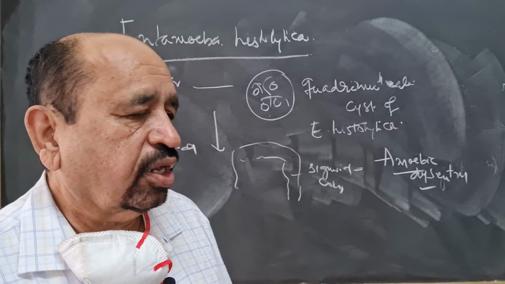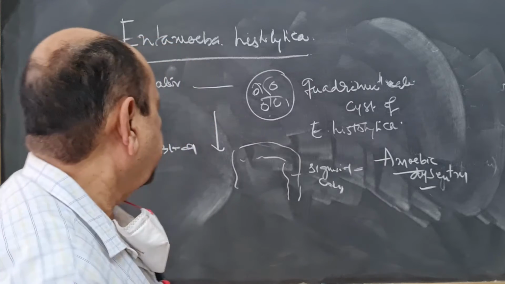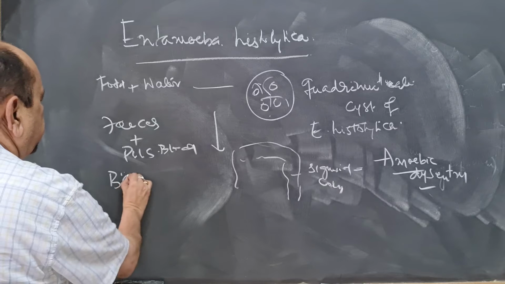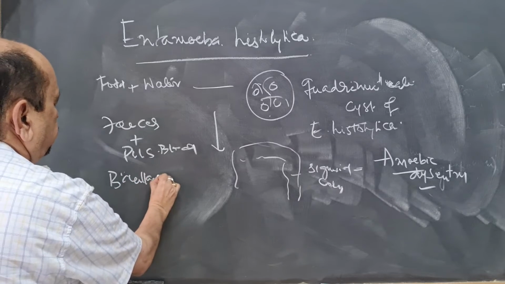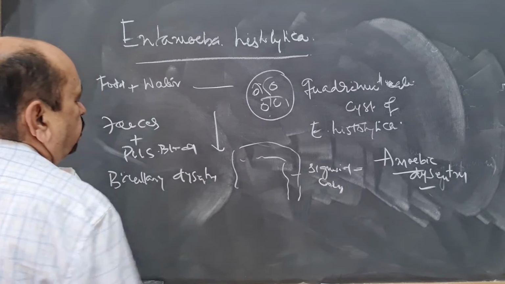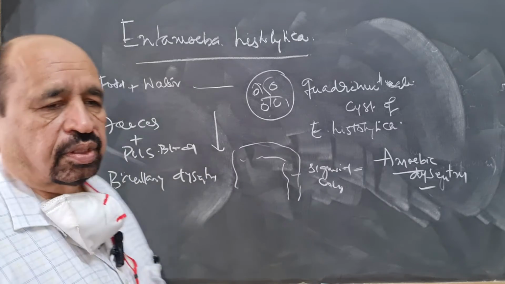When it is mixed with blood and mucus, it is called dysentery. One more organism which causes dysentery is Shigella, causing bacillary dysentery. Okay, that's very important.